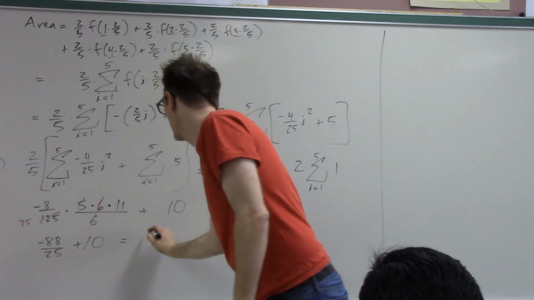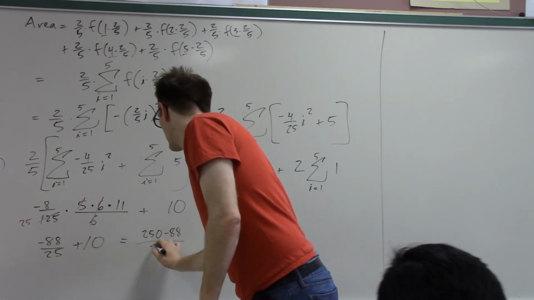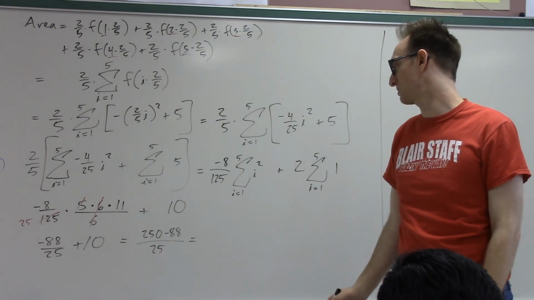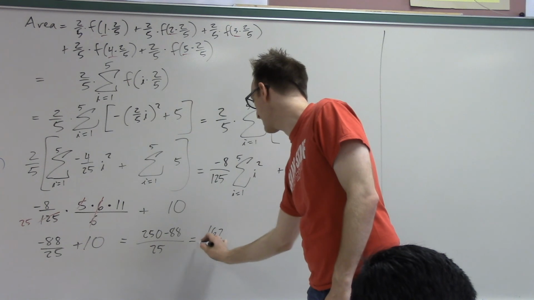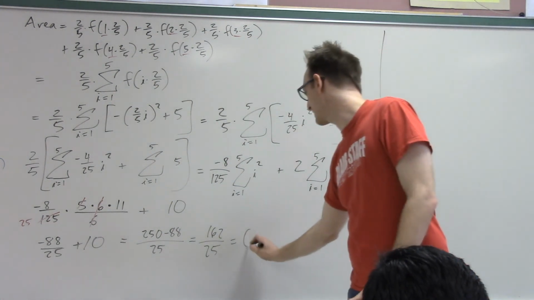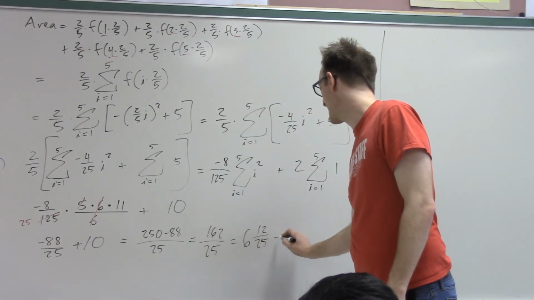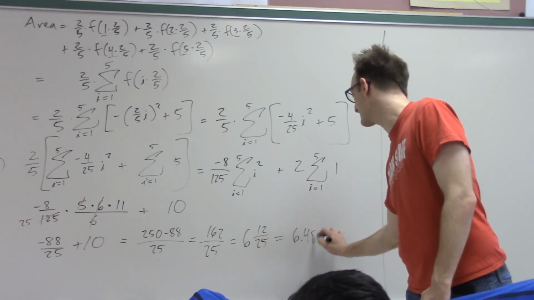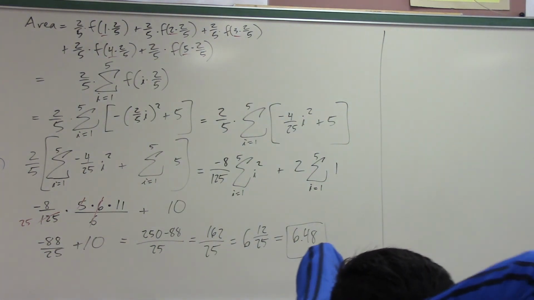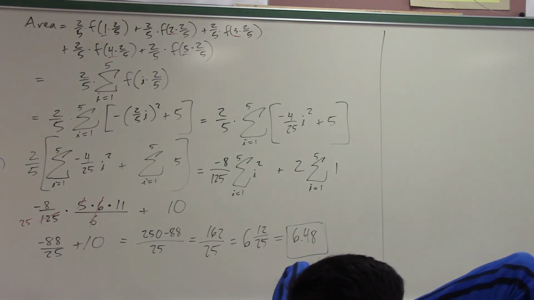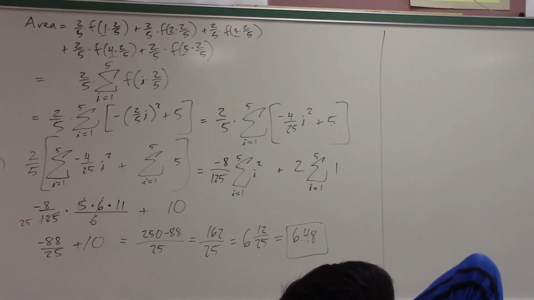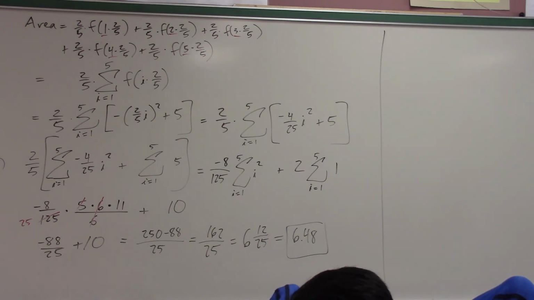And I could even write this as 250 minus 88 over 25, so that's 162 over 25. What is that? It goes in 6 and some change, so that's 6.48. Okay, we have accomplished something. We have decided that the area under that curve is approximately 6.48, and in particular, it's more than 6.48.